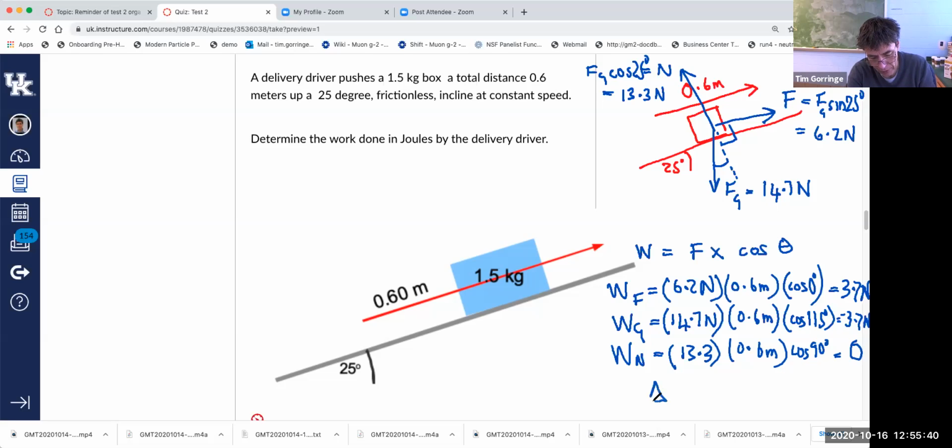There was one other part of the question. What is the change in the gravitational potential energy when we push the block up the incline? The change in the gravitational potential energy is the negative work done by the gravitational force. The work done by the gravitational force is minus 3.7 newtons, so the negative of that is plus 3.7 newtons. And so that's the change in gravitational potential energy. And so that's the solution to 7, 8, 9, and 10. So I'm going to jump onto 11 now.